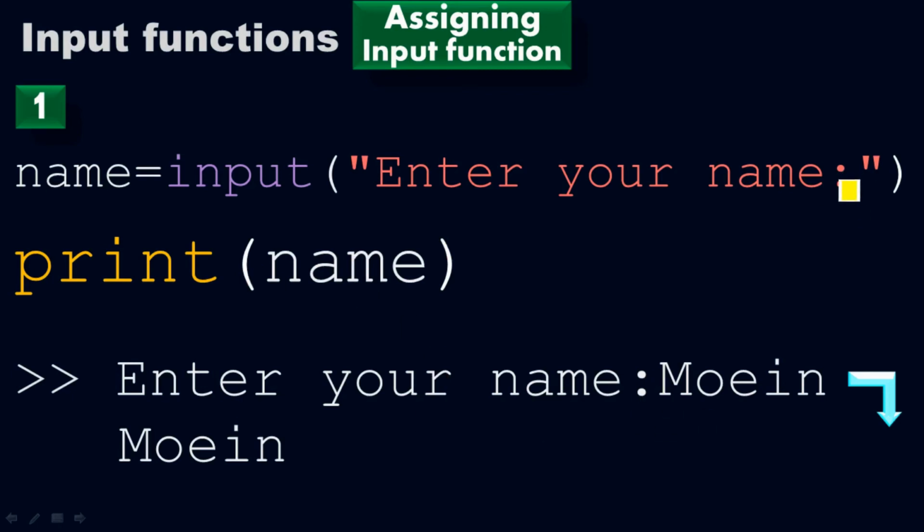Remember, you have the colon here, and then when you type the name like Moein and then press enter, you will get Moein here. That's how the input function works. Whatever you want to plug in, you just plug in there and then press enter. You will get that stuff in the output, in the final output. This is what we call the input function.